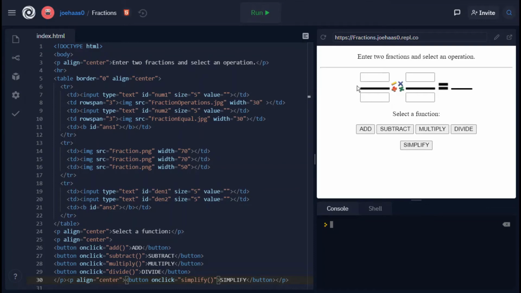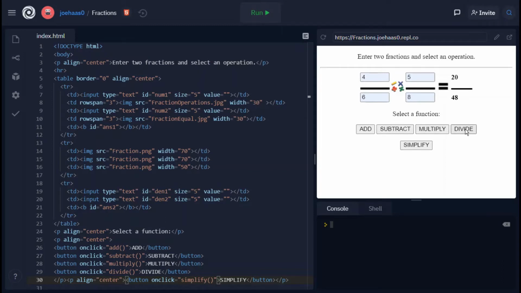Here's what my fractions program looks like when I run it. So let me put a couple of numbers in there. I'll do 4/6 and 5/8, right? And you can see when I click add, it gives me the result of adding the two fractions. Subtract, that also works.